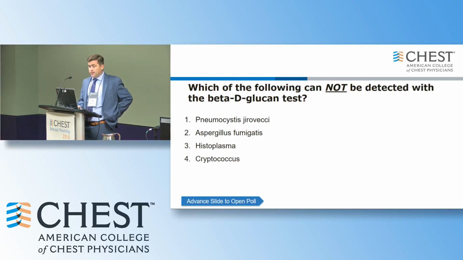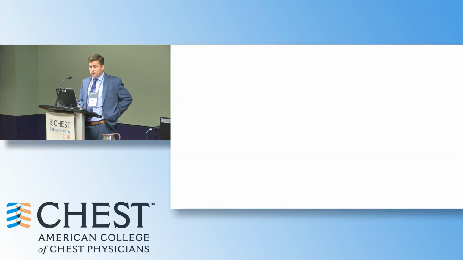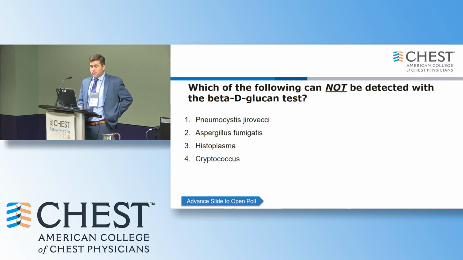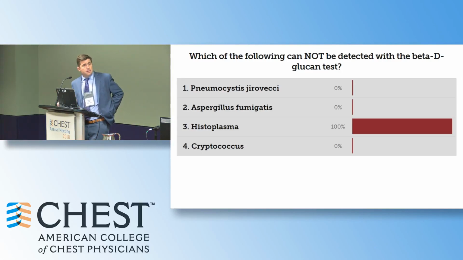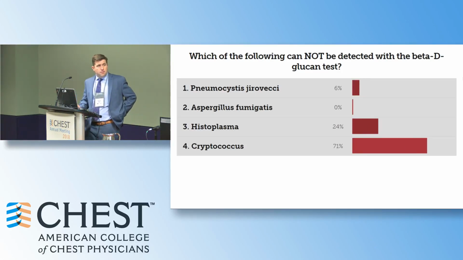So with that said, what do you think is the answer to this? Which of the following cannot be detected with the pan-fungal beta-D-glucan test? So your choices are pneumocystis, 1, Aspergillus, 2, histoplasma, 3, or cryptococcus, 4. Which one's not detected? You guys are good.